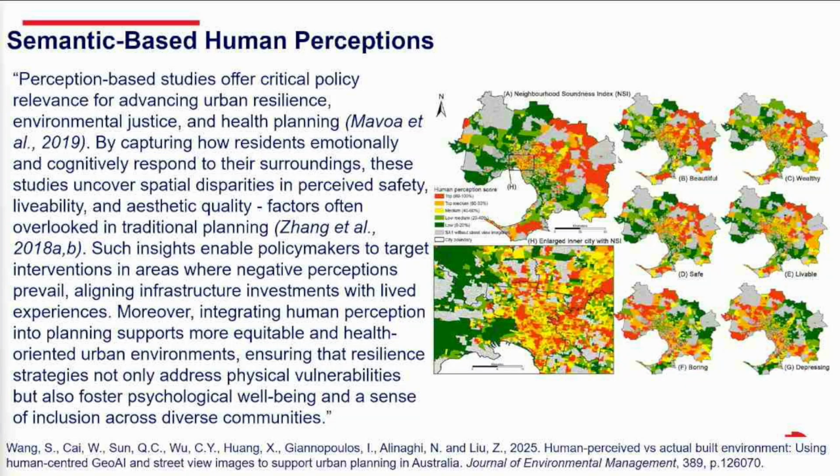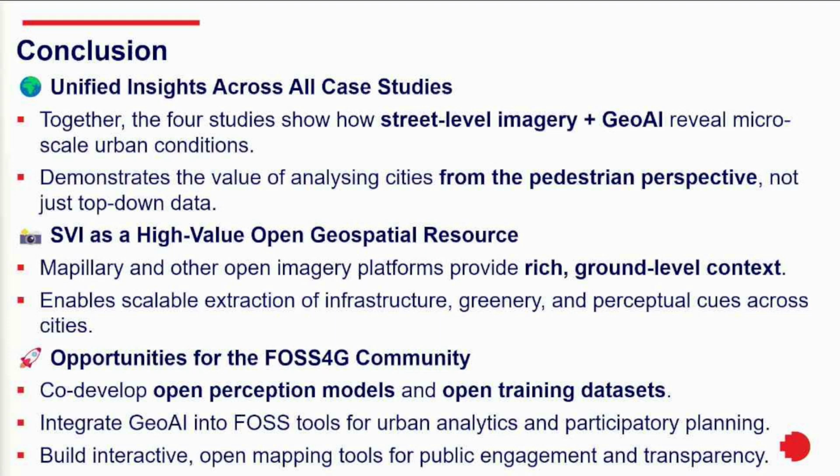Okay, so this is the final result for the distribution for Melbourne in different areas. We can see some areas are more beautiful, in some areas people feel depressed, in some areas people feel bored, and this information linked to the built environment indicators can help decision makers or planners to improve the livability in the city.